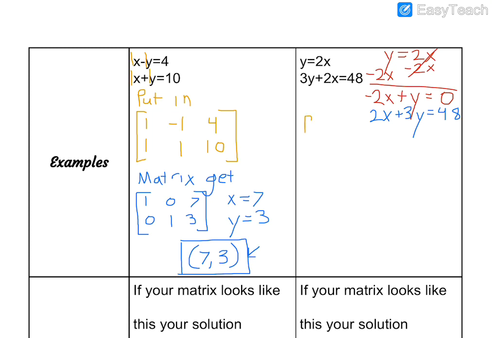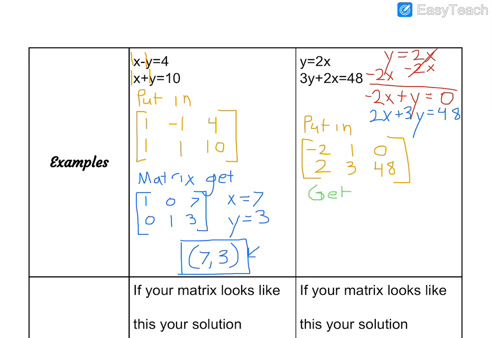So what we put in is going to be the number with the first x, negative 2, the number with the y, 1, and our constant, 0. From our second equation, our number with our x is 2, our number with our y is 3, our constant is 48. So again, whatever method you're using, you're going to put in a matrix to look like that.